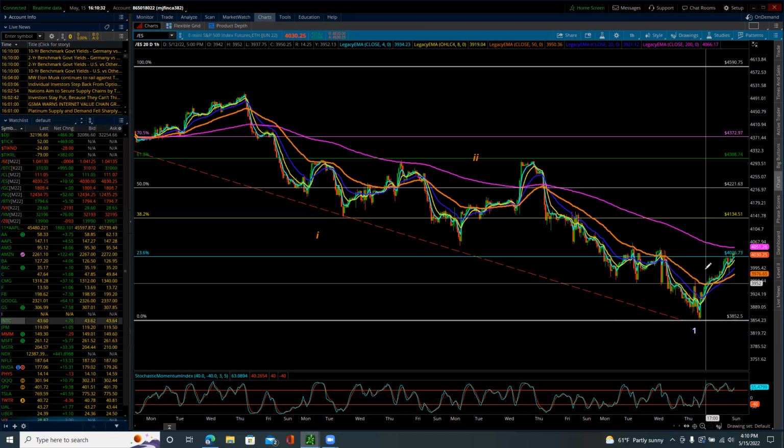Nothing has changed, except we got a little bit of a relief. We needed to relieve the oversold. We needed to breathe some life back into the market, and that's exactly what it's doing. But this is quite normal. This is how markets move. We're just putting it into context via Elliott wave.